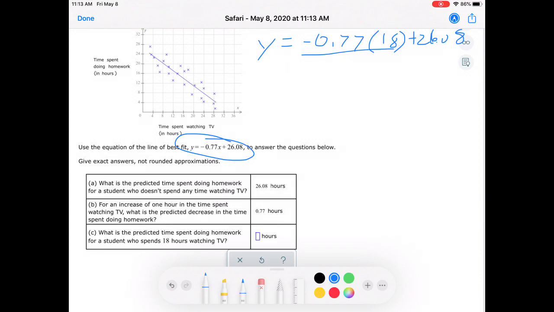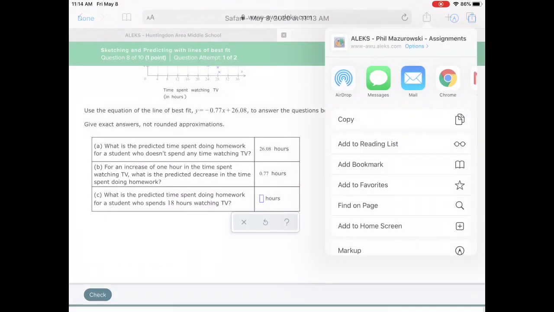You can use a calculator, obviously. I'm going to go ahead and put this into my calculator. So negative 0.77 times 18 is negative 13.86, plus 26.08. That gives me 12.22. So 12.22 hours spent on homework here. So let me put that in.